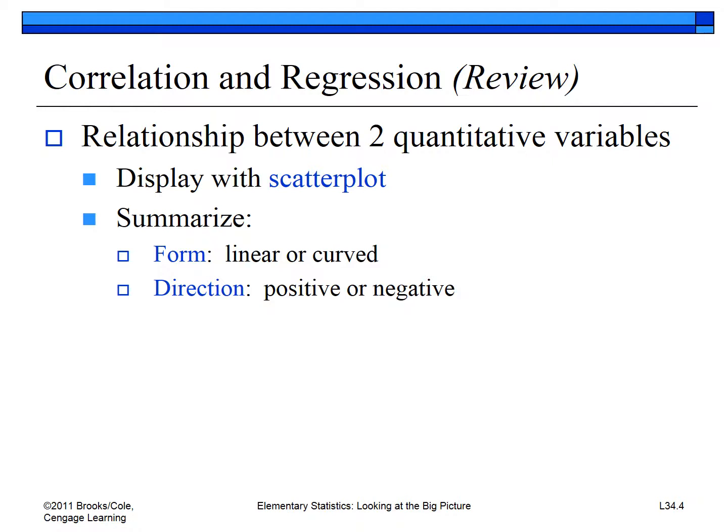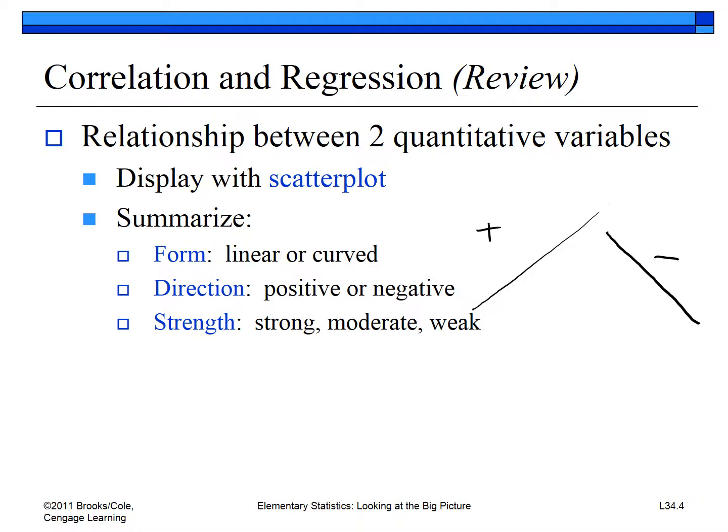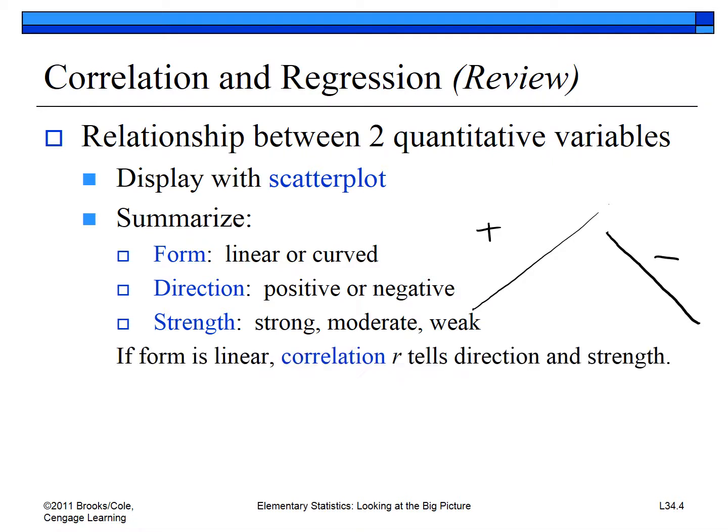Remember, positive means the slope is positive. In other words, as we go from left to right, the response values go up, so this is positive, and in a negative relationship, as we move from left to right, the values go down. Remember, we talk about the strength of a relationship, whether it's strong, moderate, or weak. The correlation r gives us both the direction and the strength.